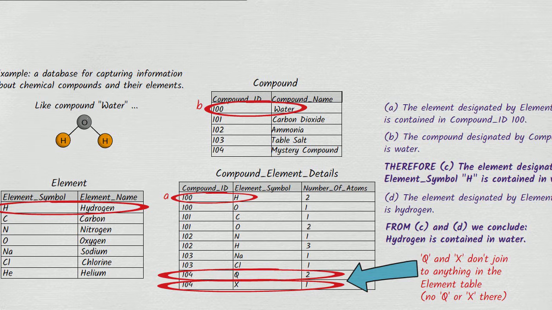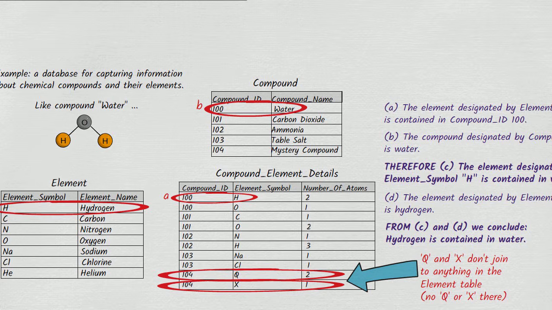But for now, the important thing to highlight is that because element symbols Q and X fail to match anything in the element table, the inner join ensures that the compound element details rows that feature element symbols Q and X don't make their way into the result set.